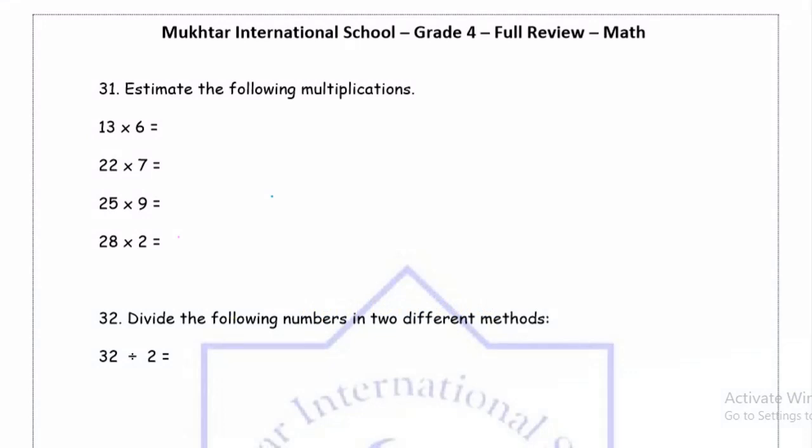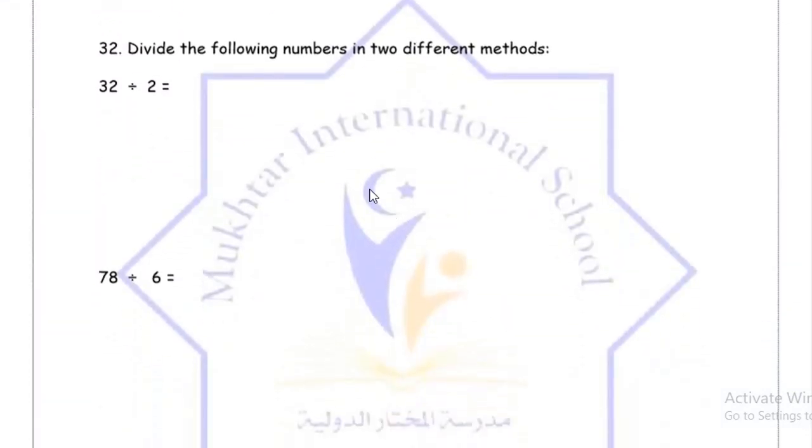Today we're starting from question 32. It says, divide the following numbers in two different methods. Let's watch this video.